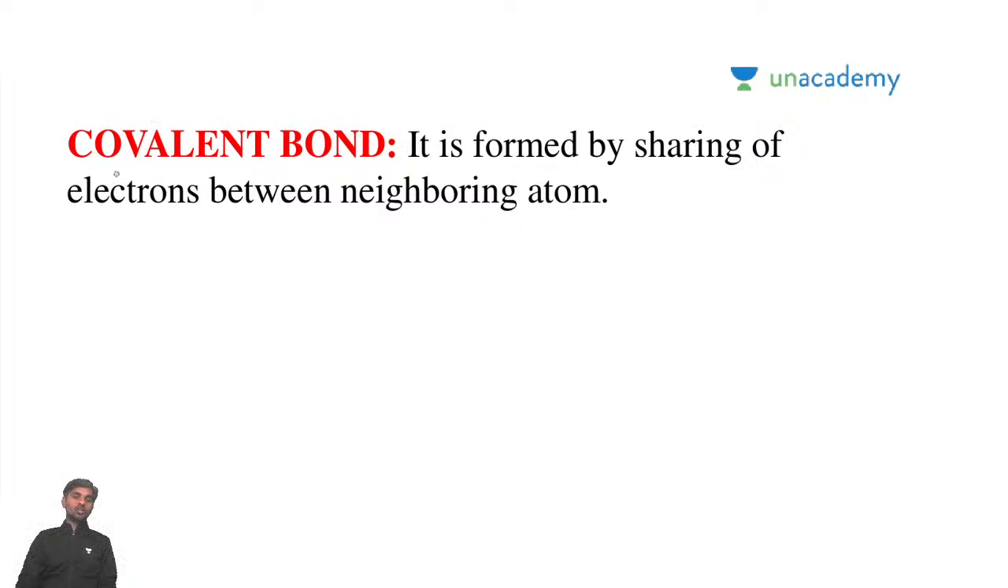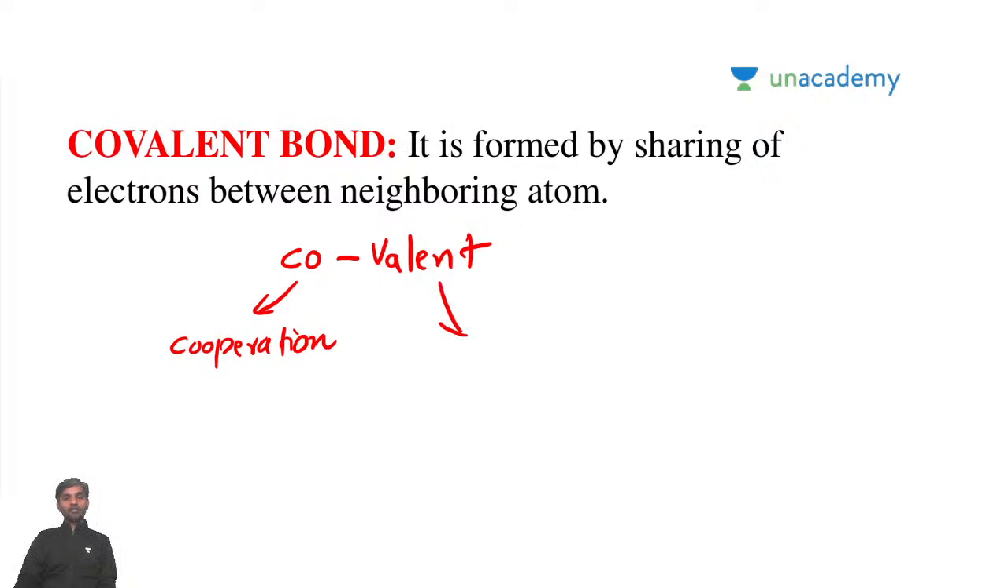And we have something called covalent bond. What do you mean by covalent bond? It is formed by sharing electrons between neighboring atoms. So simply it is nothing but cooperation between valency atoms, valency electrons.